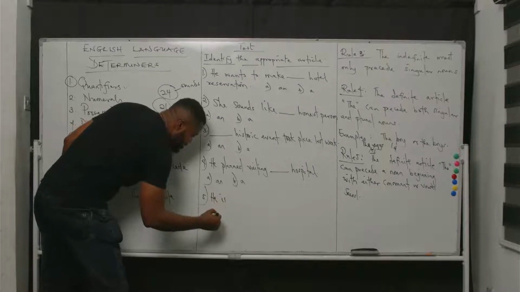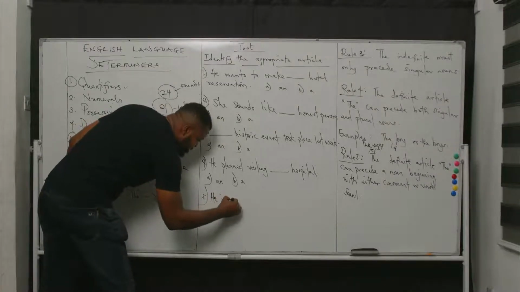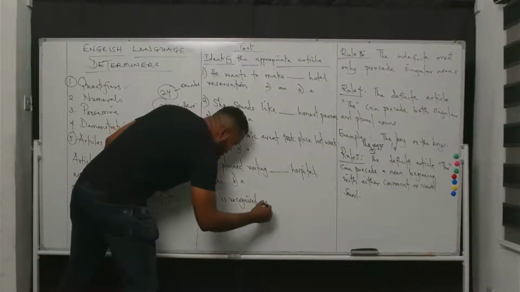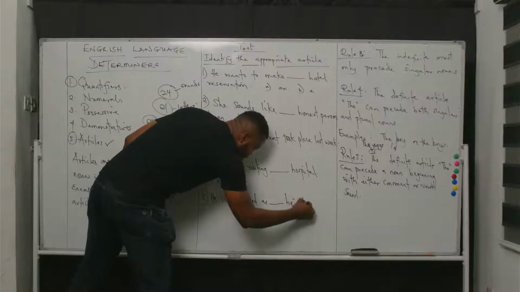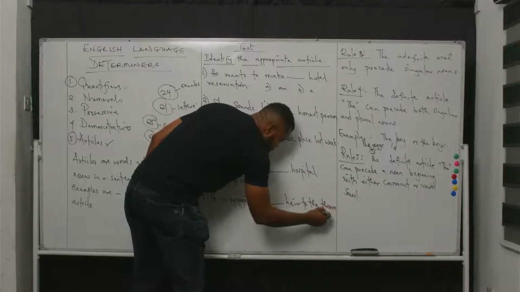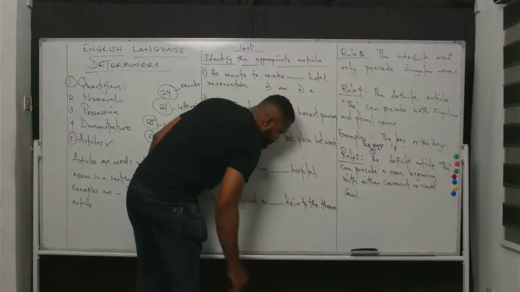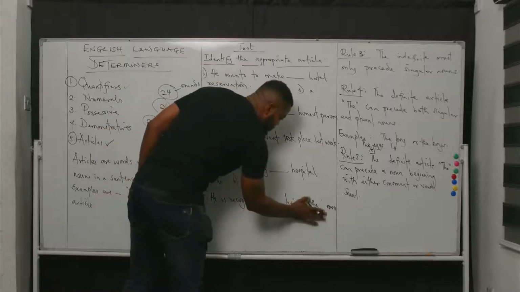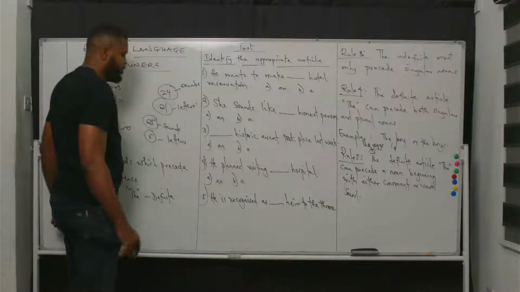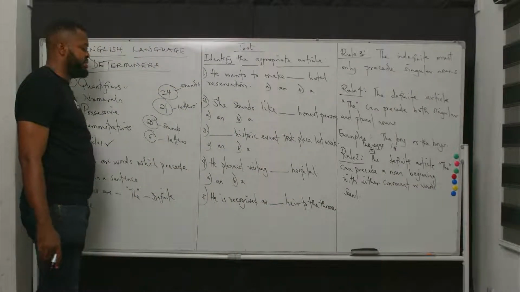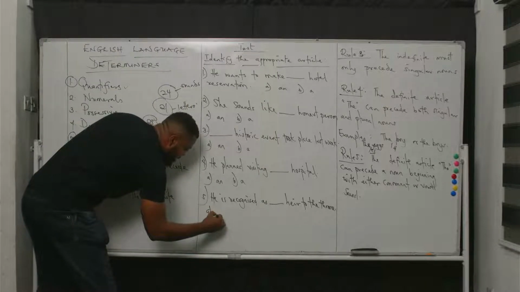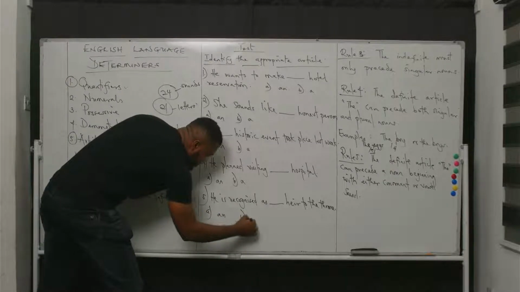He is recognized as dash heir to the throne. So he is recognized as dash heir to the throne. Option letter A, AN. Option letter B, A.